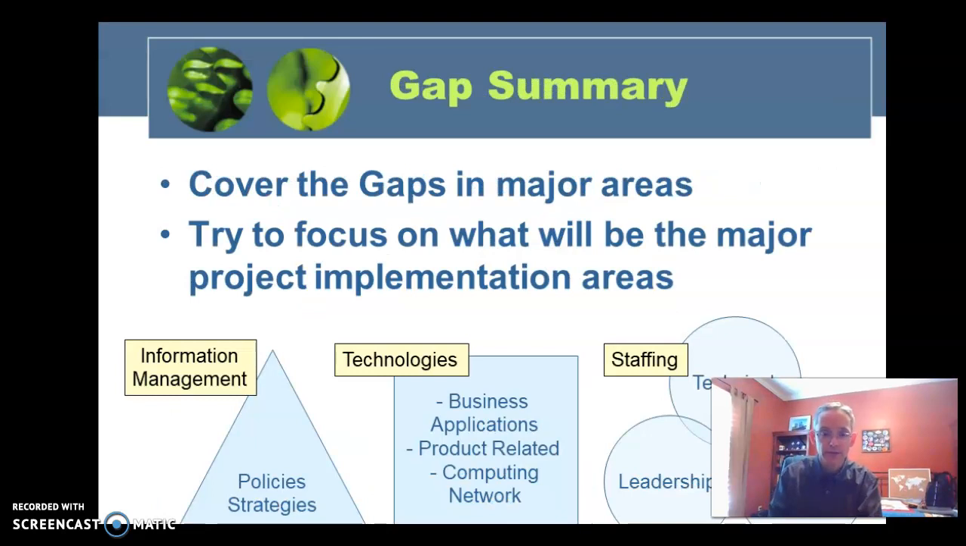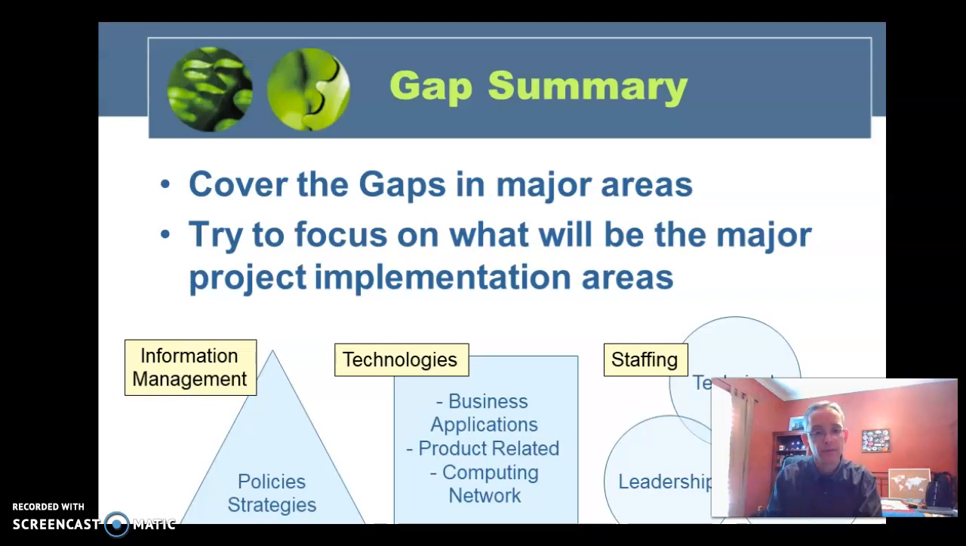This gap summary then should cover those three areas. You have information management. What are the gaps in each of these areas? Technologies and staffing. Your technical leadership, and your business knowledge areas and staffing. Are you covering all of those appropriately? And then technology, the product-related environment, the computing network. Do we have what we need?